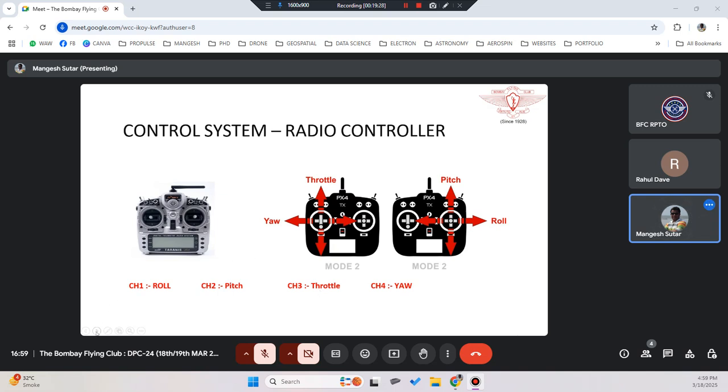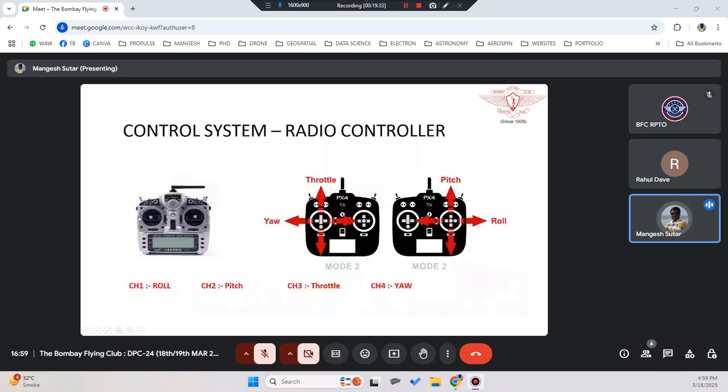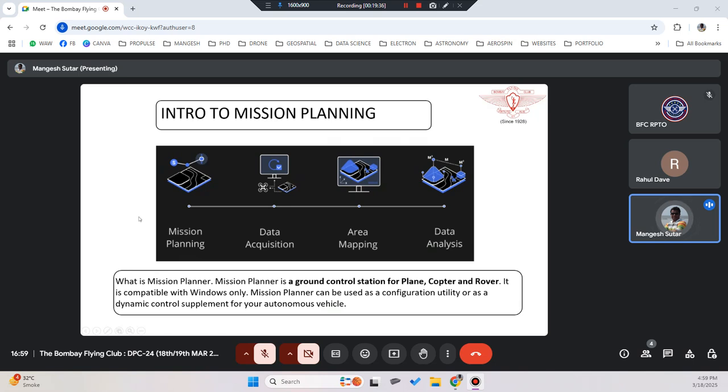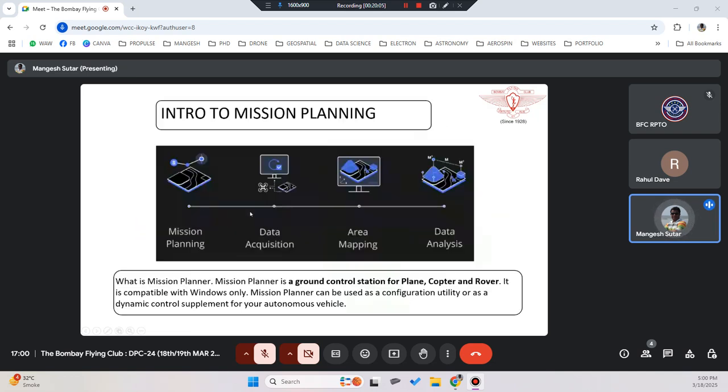Now, as we talked about autonomous drones, whenever we fly a drone in an autonomous mode, that goes into something called mission planning. There is a software called Mission Planner. It's a third-party, free open source software, basically a ground control station for plane, copter, or rover. It is only available for Windows. You can install that software and connect your laptop to your RC. There will be a connector connecting to your RC, or you can use a different device.